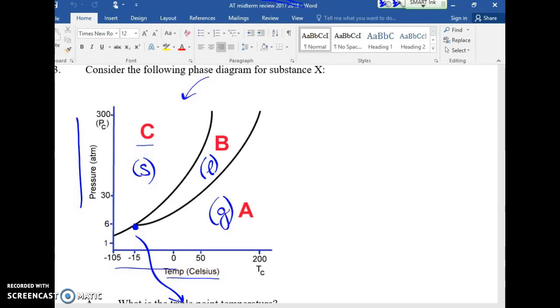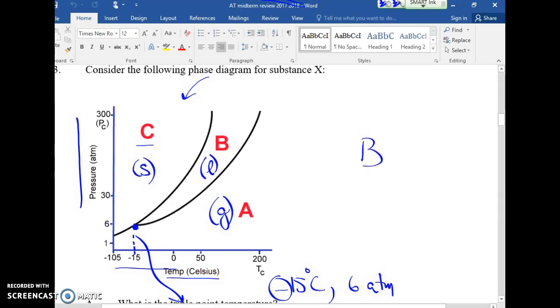So if they ask for what is the triple point temperature, well, you just read here, that is negative 15 degrees Celsius. If they also ask for the pressure, that appears to be 6 atmospheres. Now be careful, if you left off the negative 15, you don't get credit for that. But it's a really very simple question.